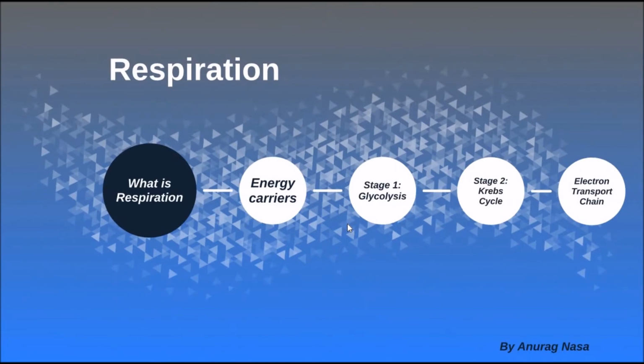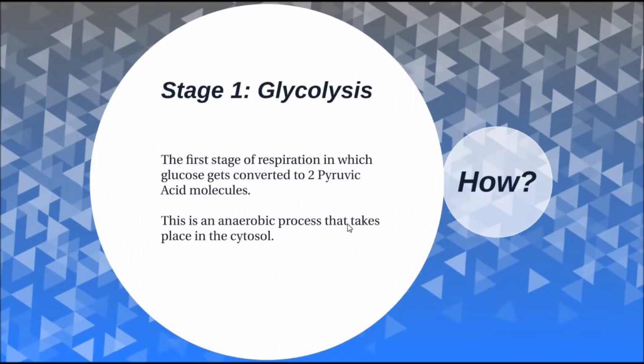The next thing we're going to talk about is stage 1 of aerobic respiration, which is glycolysis. Glycolysis is the process where glucose gets converted to 2 pyruvic acid molecules. It's an anaerobic process, so it doesn't require oxygen, and this takes place in the cytosol of the cell. The cytosol of the cell is basically the cytoplasm of the cell without all the organelles, so the liquid part of the cell is the cytosol.